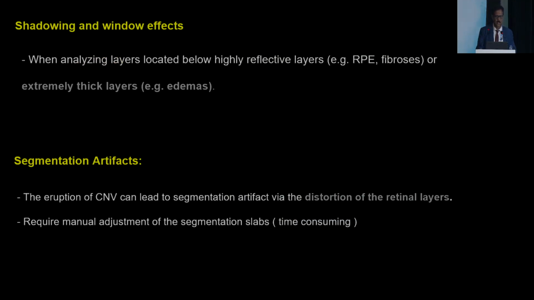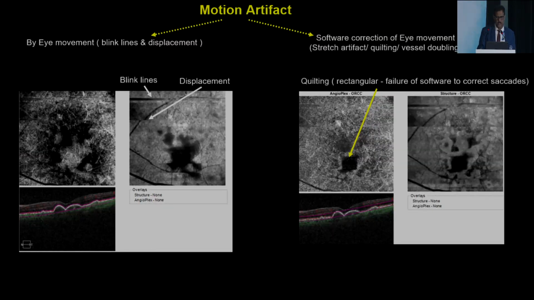Like shadowing and the window effect when analyzing the layers located below the highly reflective layers, and segmentation artifact, where eruption of CNV can lead to segmentation artifact via distortion of the retinal layers. So these are the things. Another artifact is motion artifact, which can arise from eye movement, which can give rise to blink lines or displacement like this in the right hand side picture compared to the left hand side picture, and quilting, that is a software correction of the eye movement, which can give rise to stretch artifact, quilting, or vessel doubling.